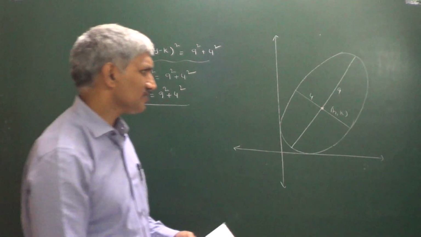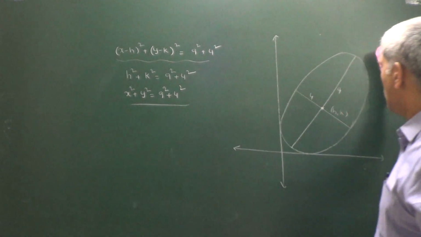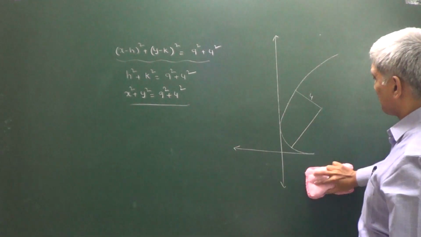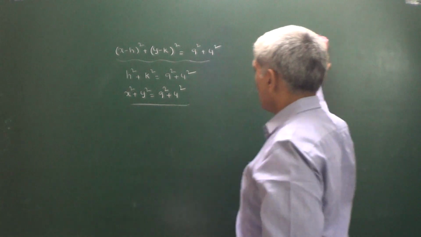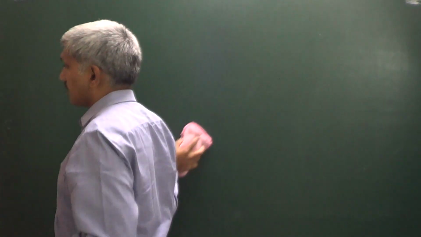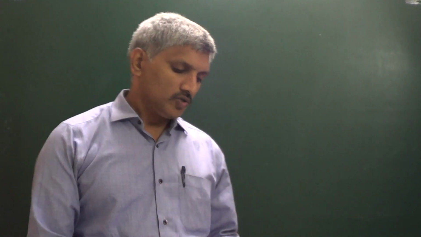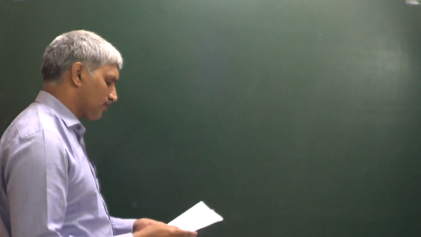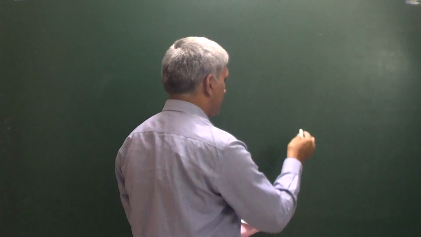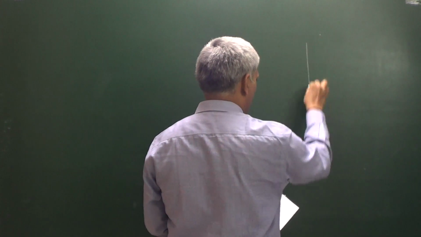Right? So this is an oblique ellipse. Center is h comma k. He is asking the locus of the center h comma k. So the next question is asking like this: from any point on the circle x square plus y square equals 25.